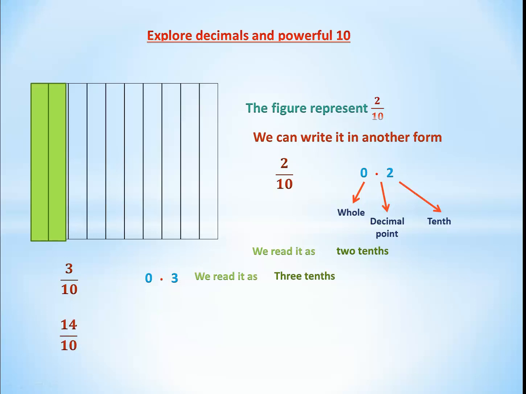14/10 means we are going to put 14 as the numerator. Okay, then how many zeros do we have? We have one 0, so count one digit and put the decimal point. Okay, we read it as 1 and 4/10.